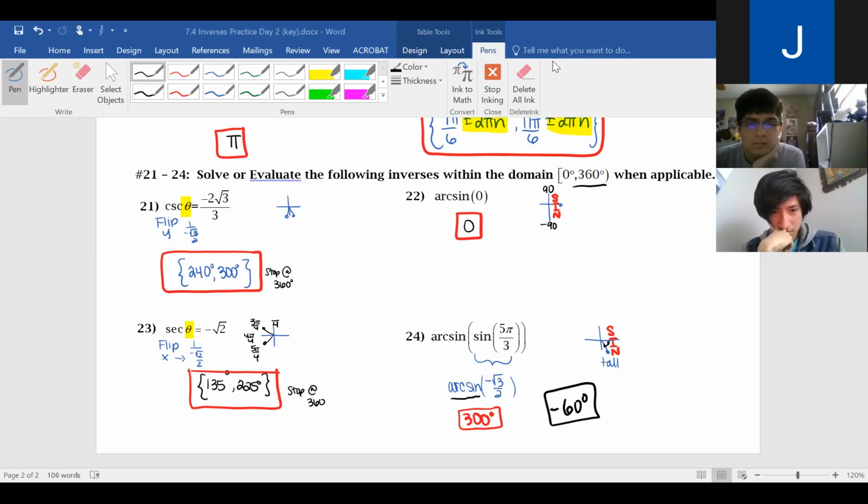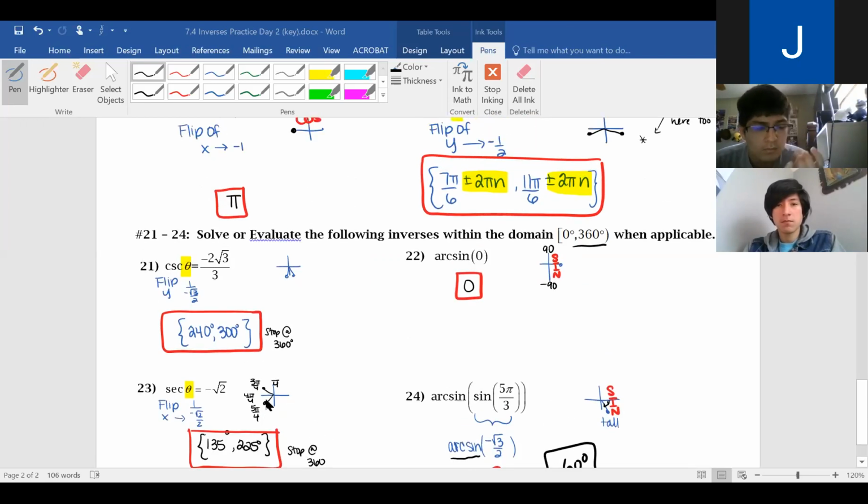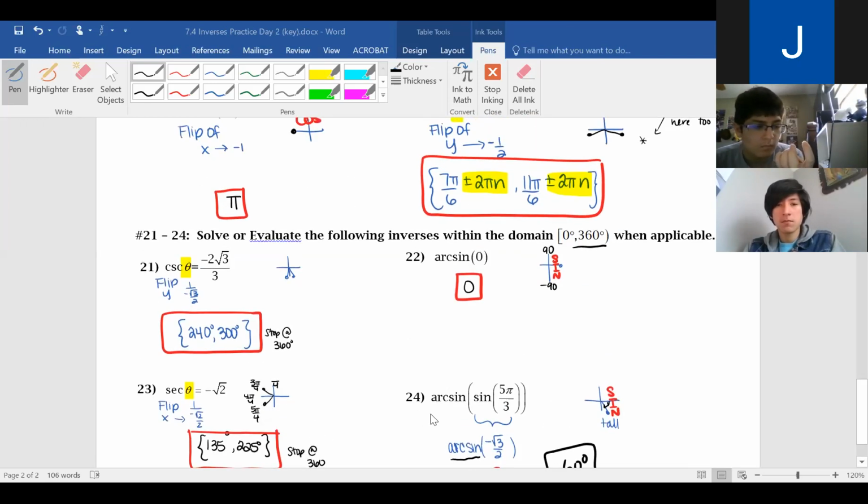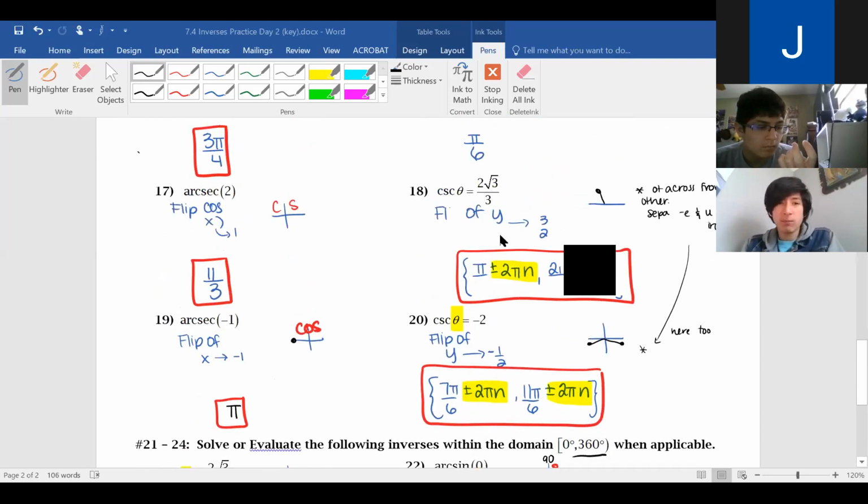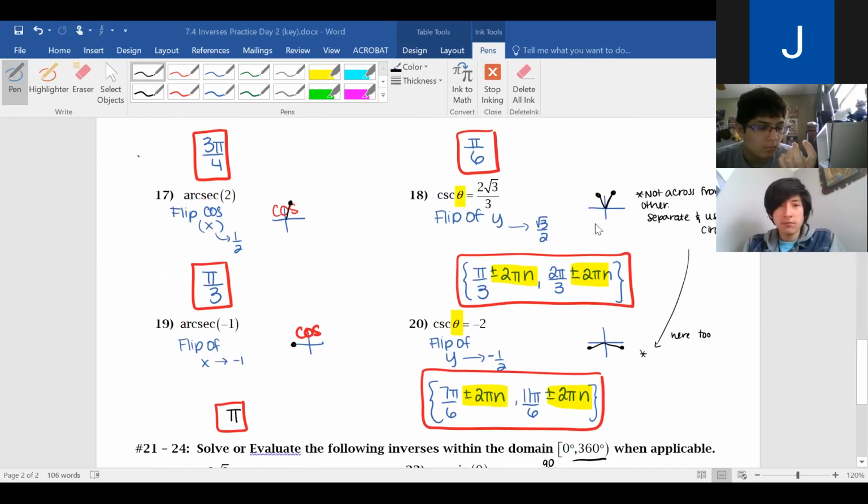I guess the question that someone asked was, how do you know when you put two answers and not one? Well, if it's an inverse, there's usually one answer, only because one of the quadrants gets eliminated. It ends up being in quadrant 3, like here, or it's just in a quadrant that the inverse doesn't exist in.